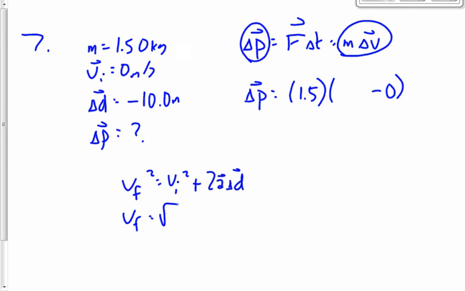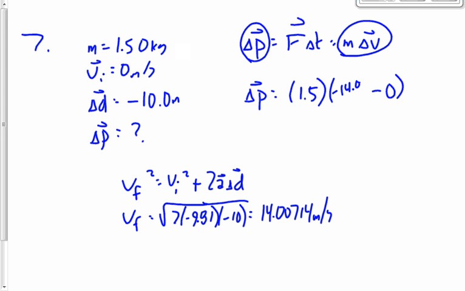So square root of 2 times negative 9.81 times negative 10. That gives me 14.007, 14 meters per second. Now, technically, when we plug that in as VF, we're not going to plug it in as 14. We're going to plug it in as negative 14, because we just found the final speed. This is the final velocity that we want. Do the math there. It works out to be negative 21.0.